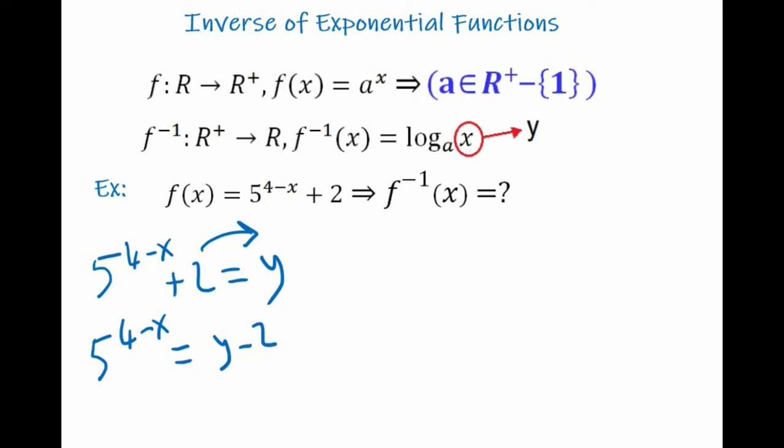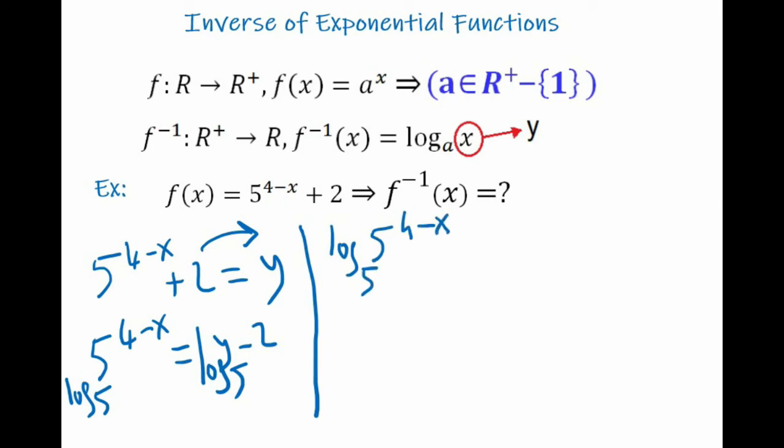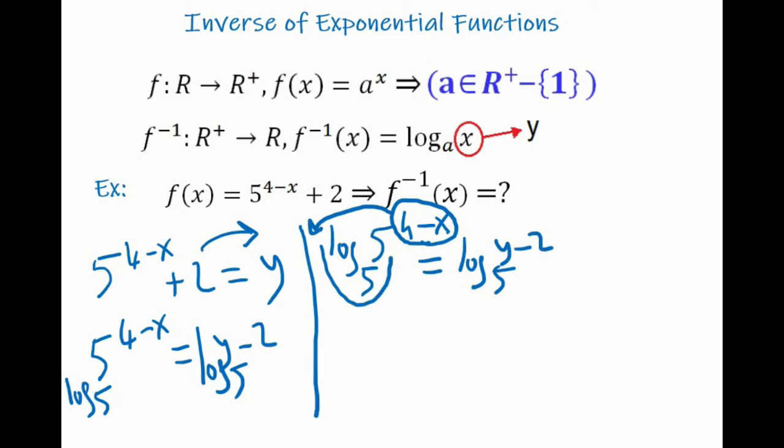Because here we have 5 as the base of the exponential function, take the logarithm of both sides in base 5. Logarithm of 5 to the power of 4 minus x in base 5 is logarithm of y minus 2 in base 5. Because that expression is the power of the number we're taking the logarithm of, it's going to come in front of the logarithm, okay? From this part, we're going to have 1. So 4 minus x times 1 is, of course, 4 minus x. This is going to be logarithm of y minus 2 in base 5.